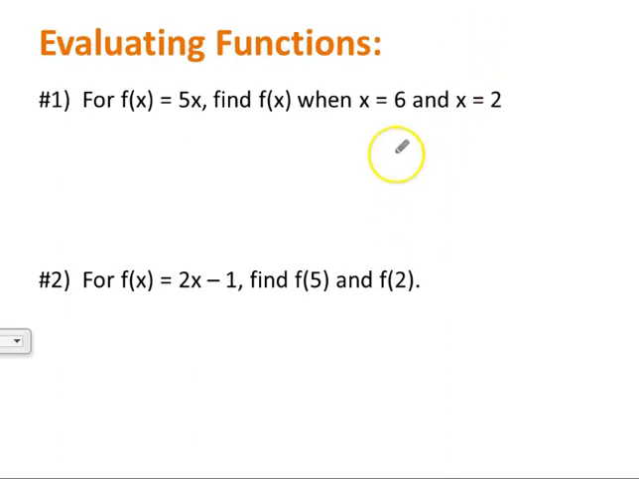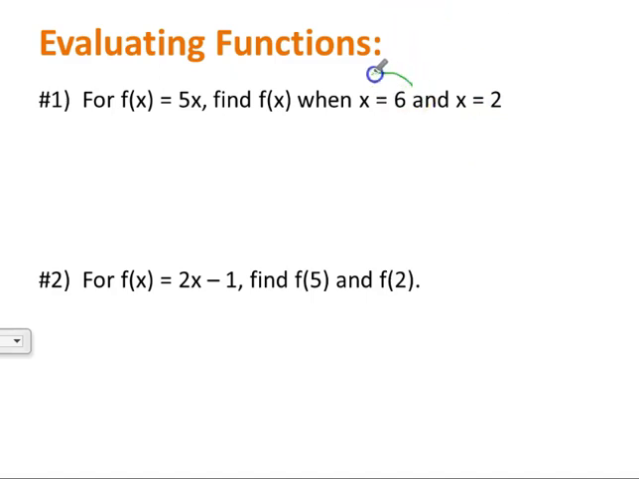So let's look at how we can evaluate functions. Here we've got a function, f of x equals 5x. I want you to find f of x when x equals 6 and x equals 2. So we're going to do this twice. We're going to find 2 different outputs because we have two different inputs. We're going to do it one at a time.